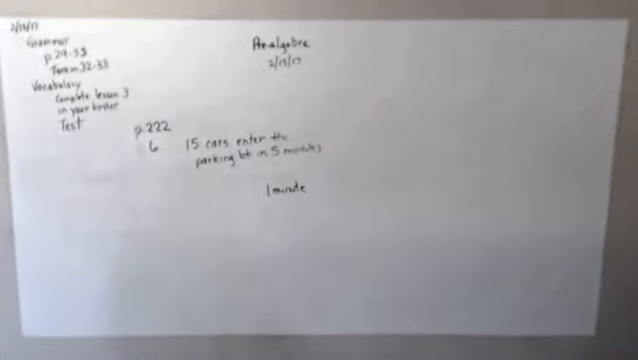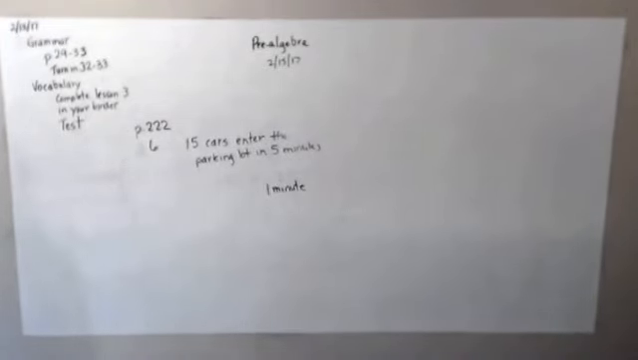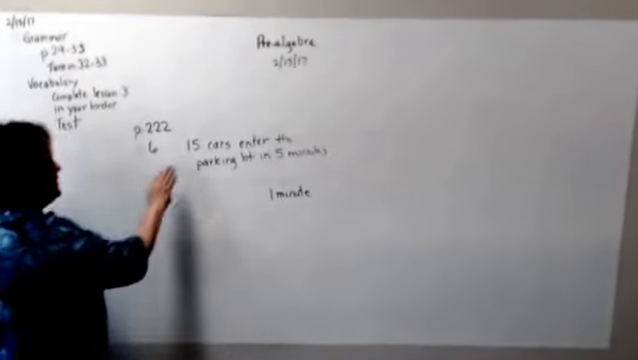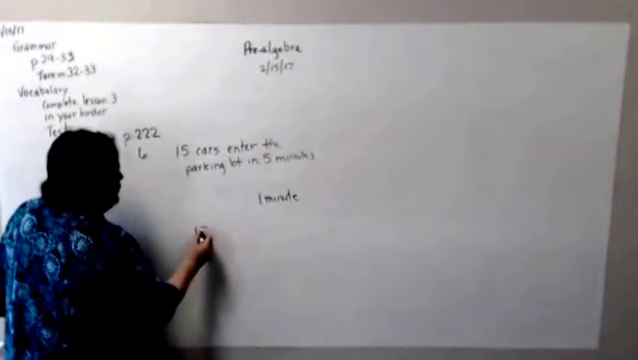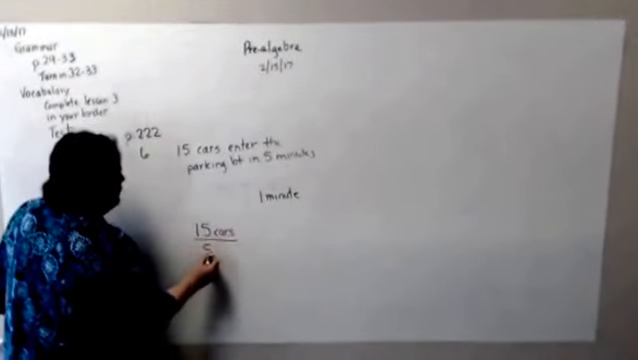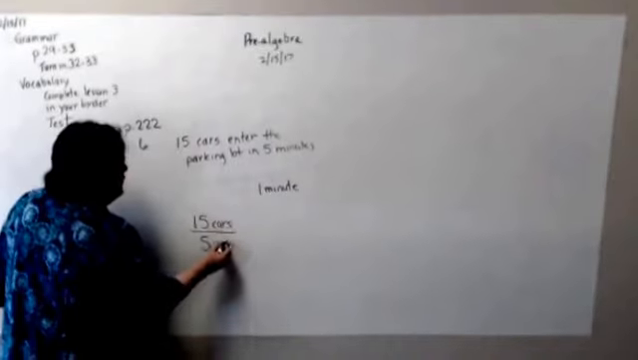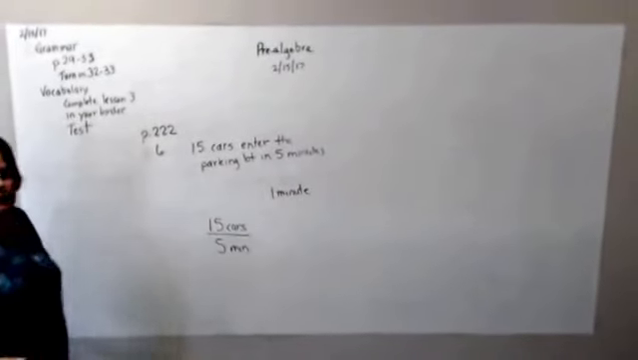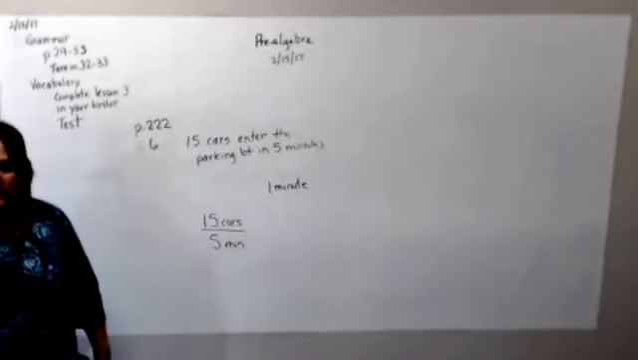Now remember, we're talking unit rate, right? Unit rate. We want to know per minute, that goes at the bottom, so we're going to write this as a ratio. 15 cars per 5 minutes, right? Or 15 cars for every 5 minutes.